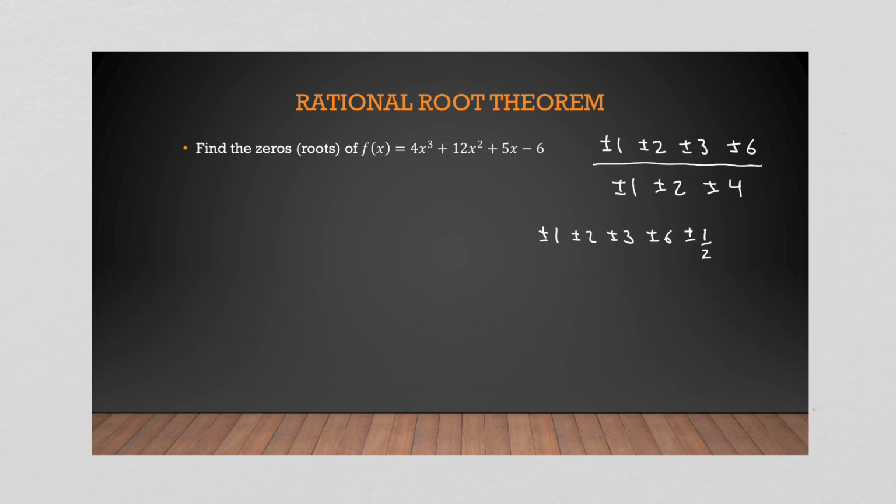Then we do the same. 3 over 1, 3. 3 over 2, okay, we're going to need that one. 3 over 4, we're going to need that one. And then we just got to check with 6. 6 over 1 is 6, already in the list. 6 over 2 is 3, already in the list. 6 over 4 is 3 over 2, already in the list. So that is our list of potentials.